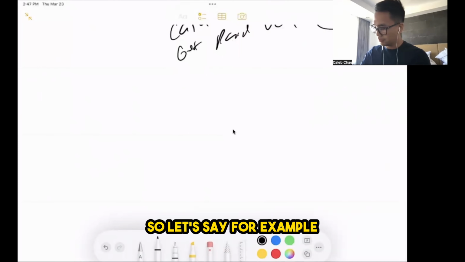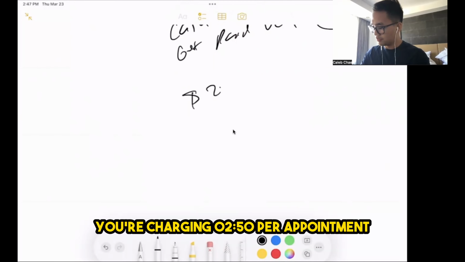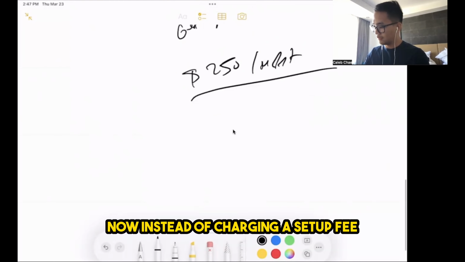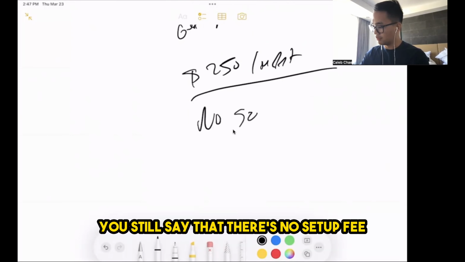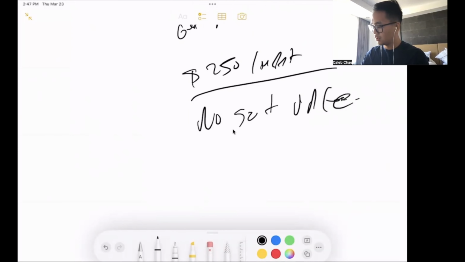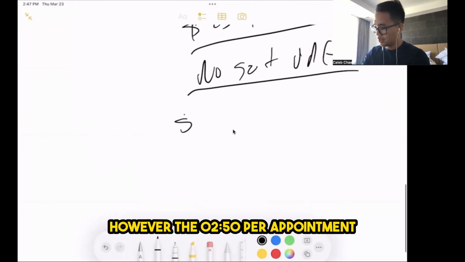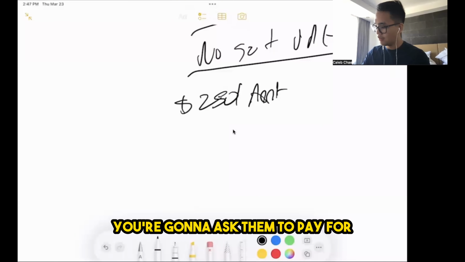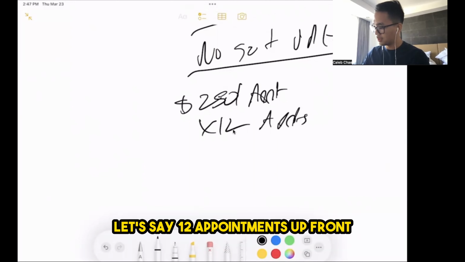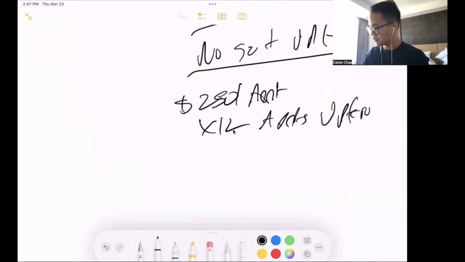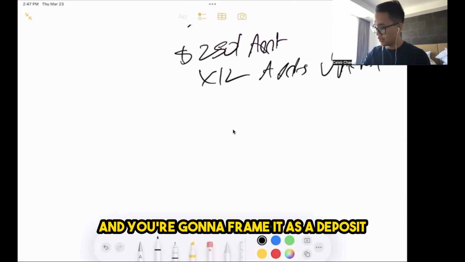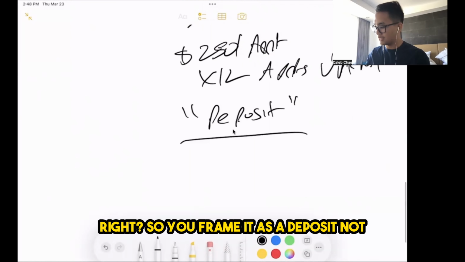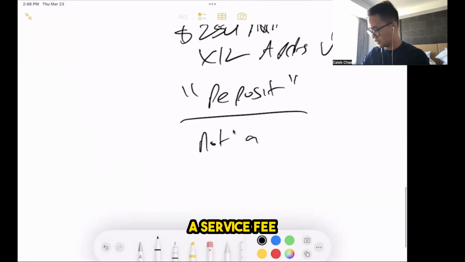So let's say, for example, you're charging 250 per appointment. Now, instead of charging a setup fee, you still say that there's no setup fee. However, for the 250 per appointment, you're going to ask them to pay for, let's say, 12 appointments up front. And you're going to frame it as a deposit, not a service fee.